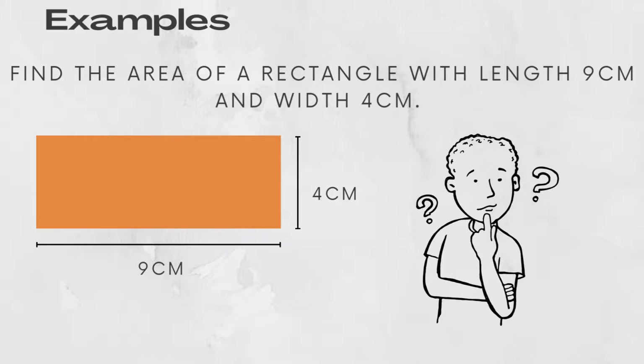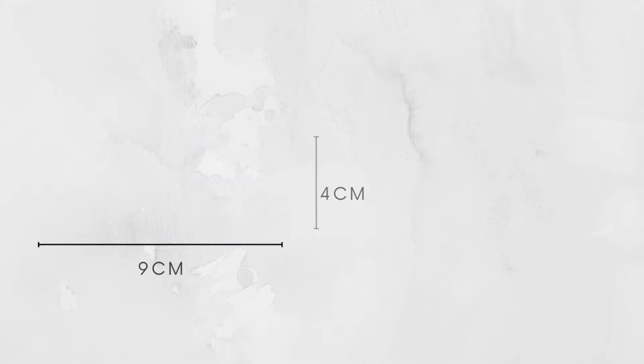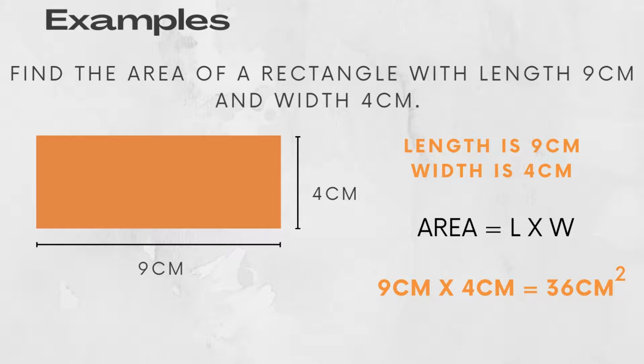Number 1. Find the area of a rectangle with length 9 centimeters and width 4 centimeters. The formula for finding the area of a rectangle is length times width. The length is 9 centimeters and the width is 4 centimeters. So we multiply 9 times 4 to give us 36 centimeters squared.